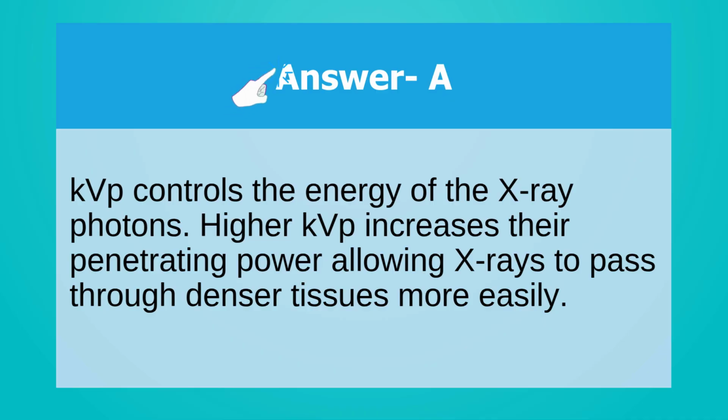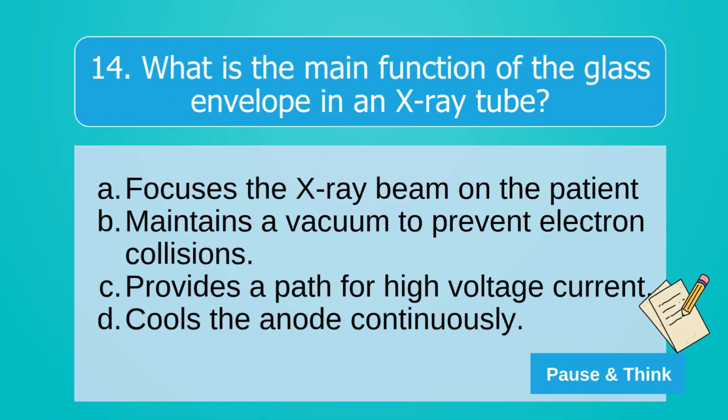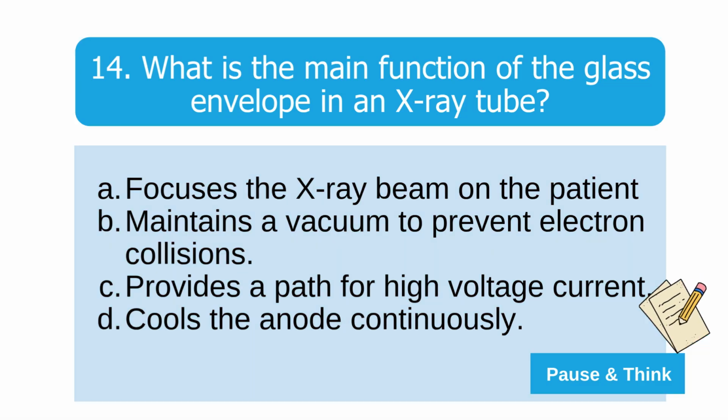What is the main function of the glass envelope in an X-ray tube? Option A, focuses the X-ray beam on the patient. B, maintains a vacuum to prevent electron collisions. C, provides a path for high voltage current. D, cools the anode continuously. The correct answer is option B.